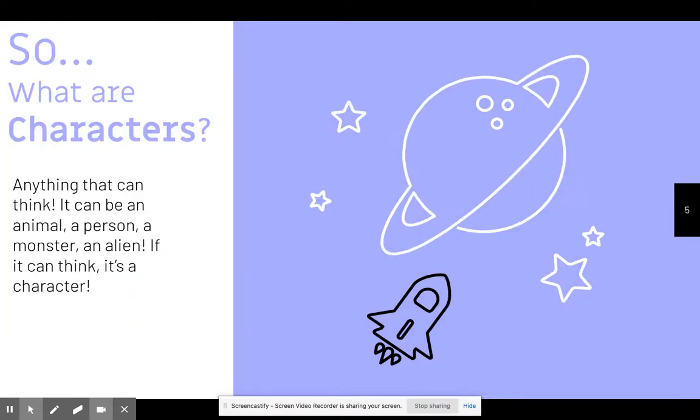Okay? So we talked about characters right before we went to break, and we know that characters are anything that can think. It can be an animal, a person, a monster, an alien. If it can think, it's a character. Okay, we've all seen characters in stories since we were little kids, and our grown-ups who take care of us started reading to us, or maybe when we got into pre-K or kindergarten and our teachers would read to us. We've seen characters, okay? And so we know that a character is who the story is all about. But it's important to know that characters can be anything as long as they have thoughts and feelings, okay?